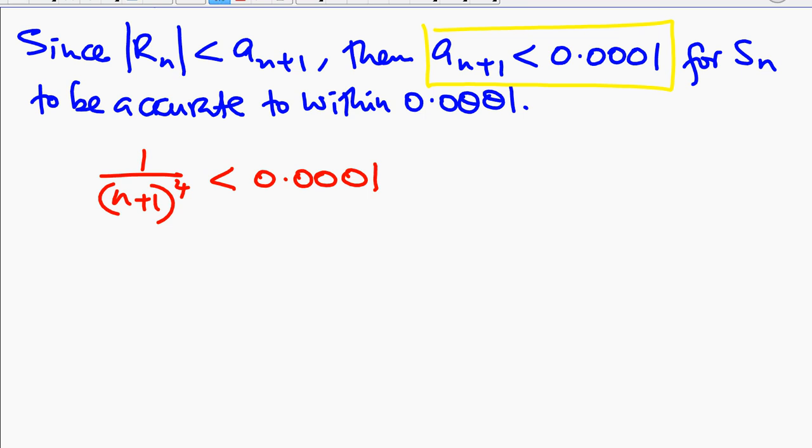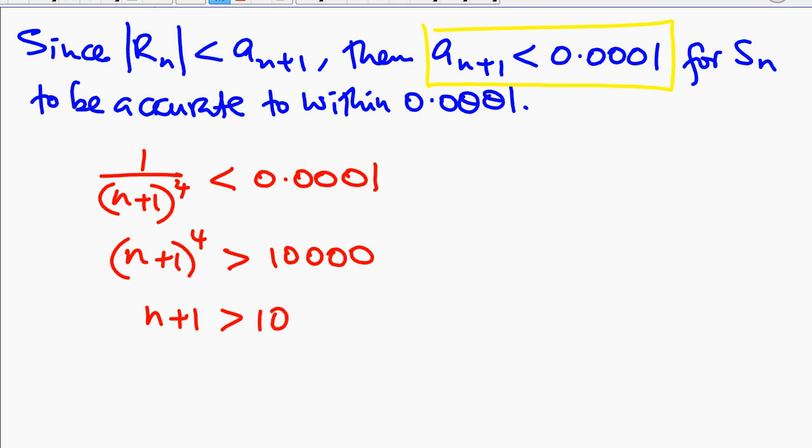Which means that n plus 1 to the power 4 will be greater than the reciprocal of that, which happens to be 10,000. So n plus 1 will be greater than the fourth root of 10,000, which is just 10. So n will be greater than 9, which means n will be equal to 10.